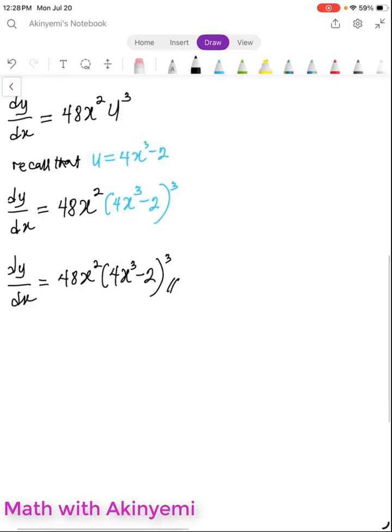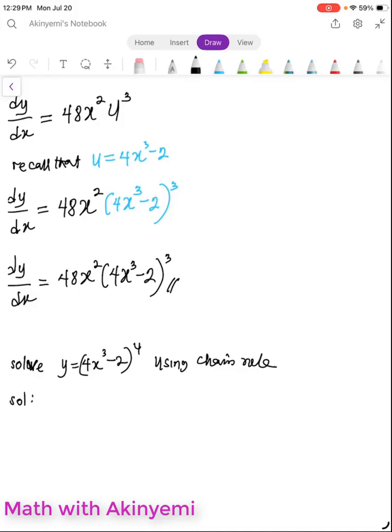So we can do a simple shortcut. Let's use the same thing. It's also chain rule. Using the same question, solve y equals (4x^3 minus 2) raised to power 4 using chain rule. So still chain rule.